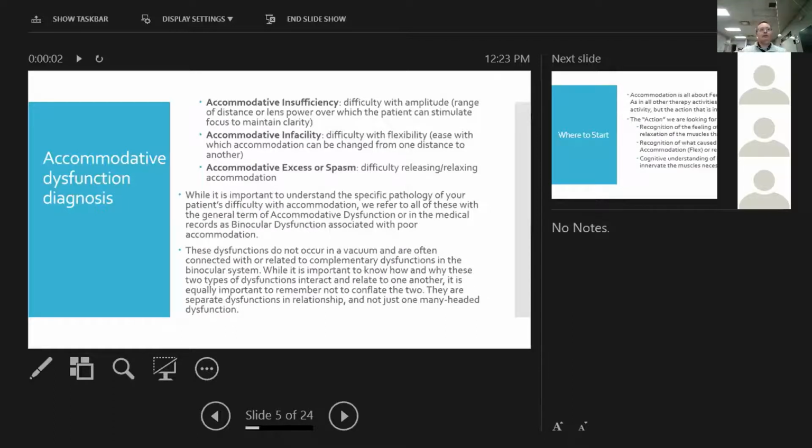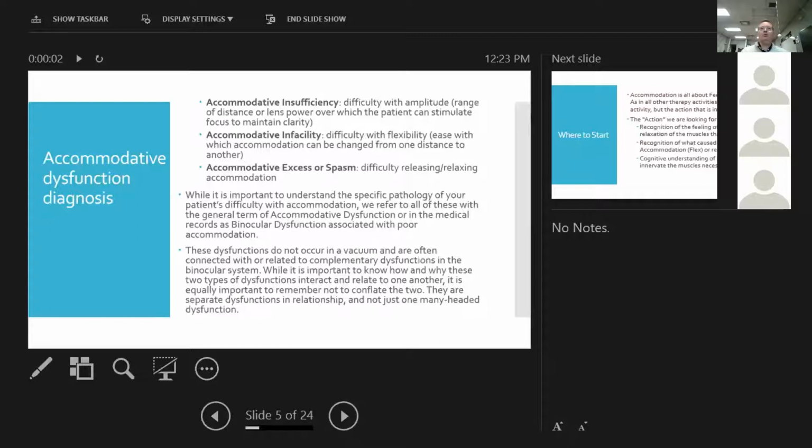So that's the amplitude. Now the next one is accommodative infacility. That's a difficulty in flexibility, the ability to change from near to far or from far to near. So let's say I could curl that 20 pounds, right? But could I take that 20 pounds in and then put it out, and in and out? Where would that break down? Or would I need to have a lower amount of weight?